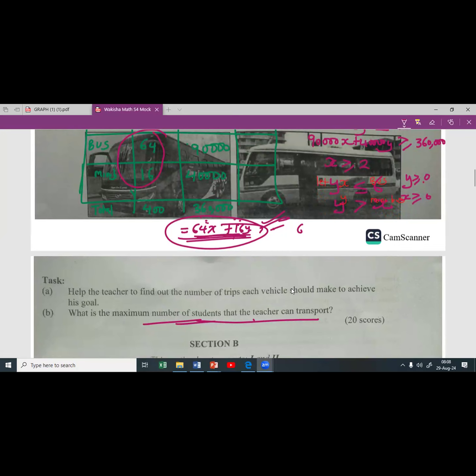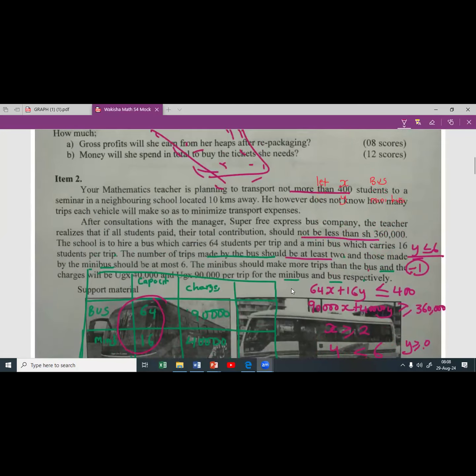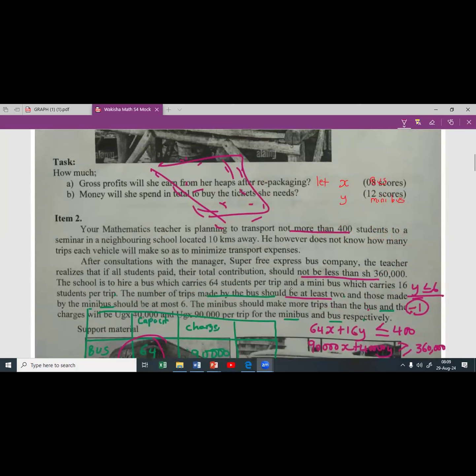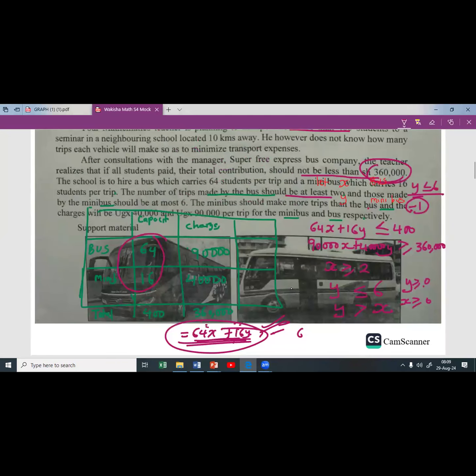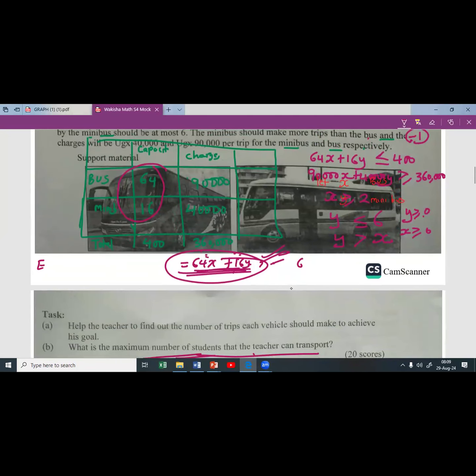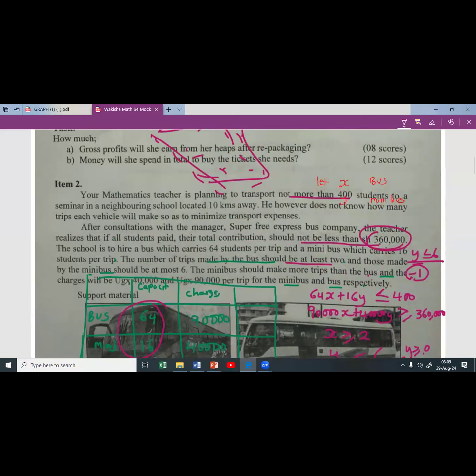For the teacher to achieve his goal, one part is that he wants not to take more than that. But also you need to look at the amount of money. So now you are going to develop another objective function for expenses. My expenses are 90,000 X and the 40,000 Y. Still you look at your graph, find out which one is giving you an amount that is not less than 360,000. Are you getting it? Yes. So that is how you are going to look at it.